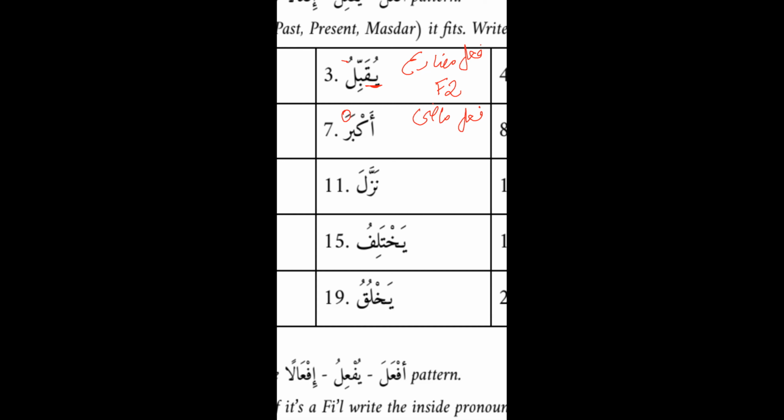It's not a superlative ism? That would have been Akbaru. Yes, it is af'alu tafdil. That's what we call the superlative and the comparative nouns in Arabic. We call them af'alu tafdil. We don't only call them ismi tafdil, we also say the scale they come on. So it is af'alu.